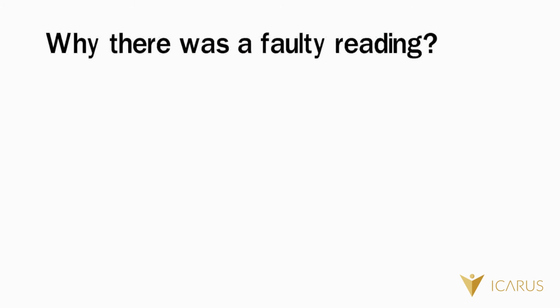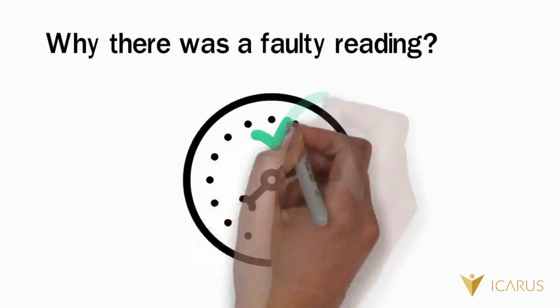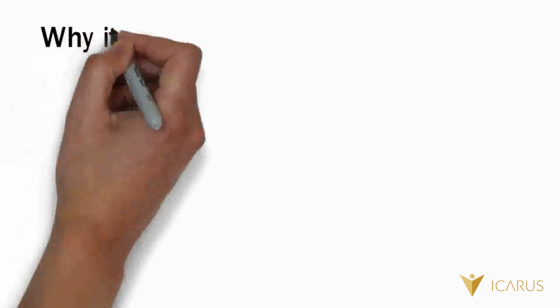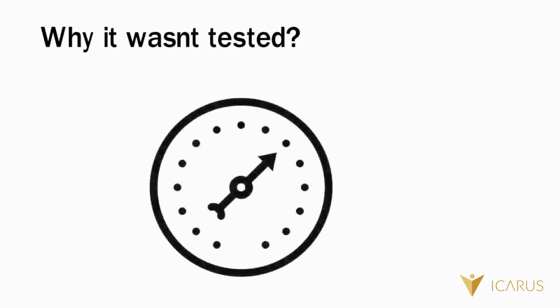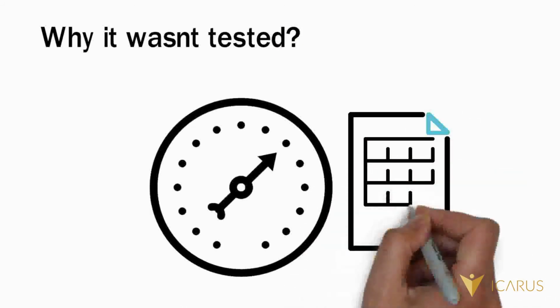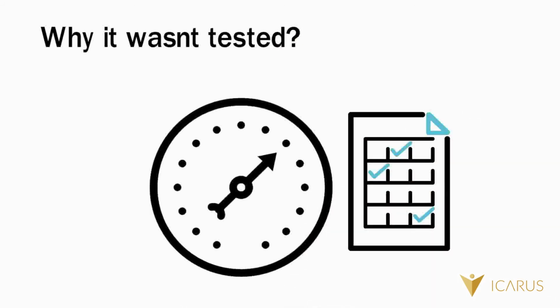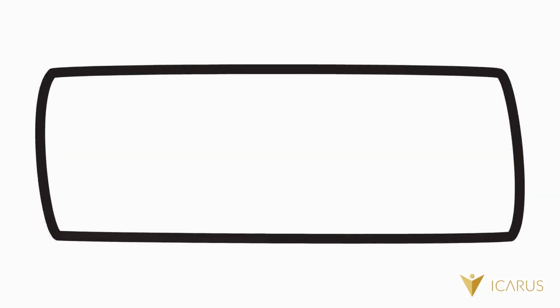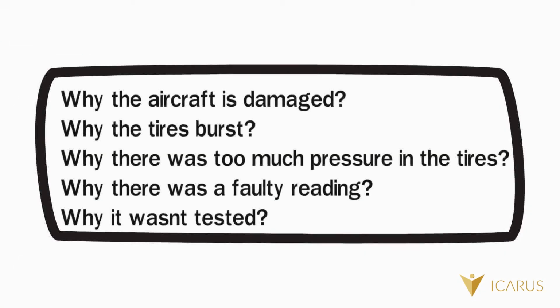Why was there a faulty reading? Because the instrument was not tested. Why wasn't it tested? Final root cause. Because the instrument wasn't in the maintenance schedule. Using 5 Whys, you can easily find the root cause of your problem.